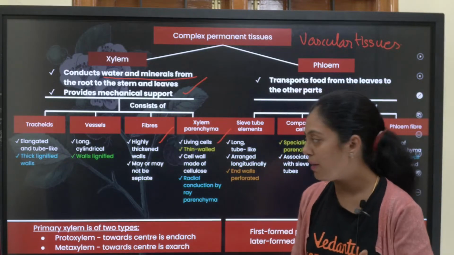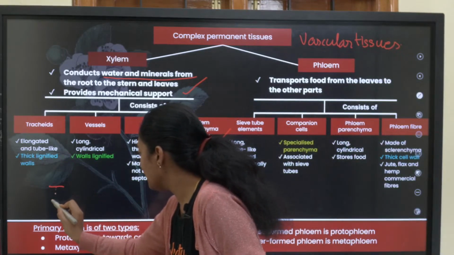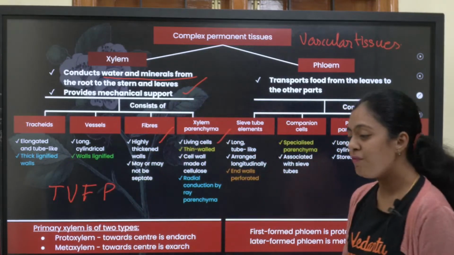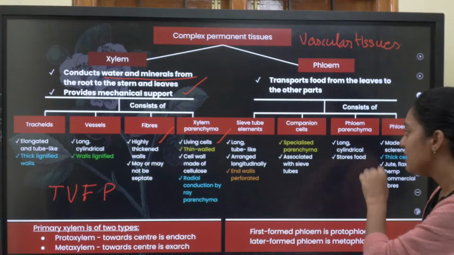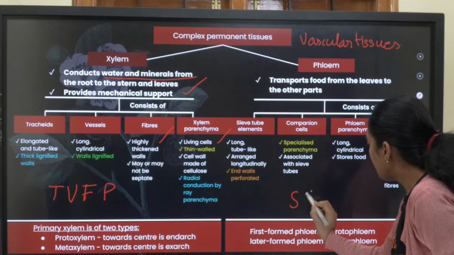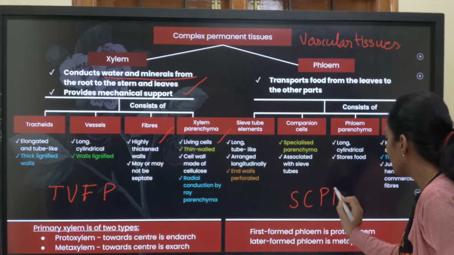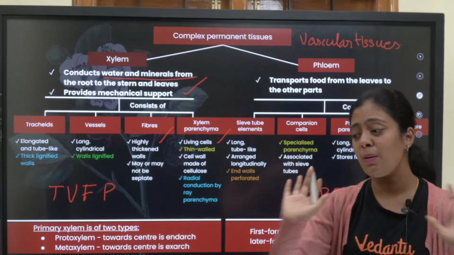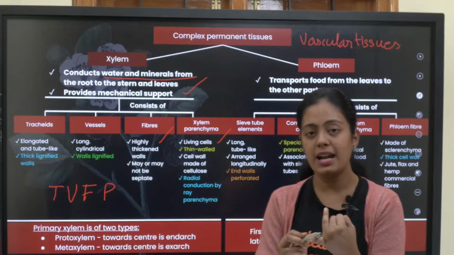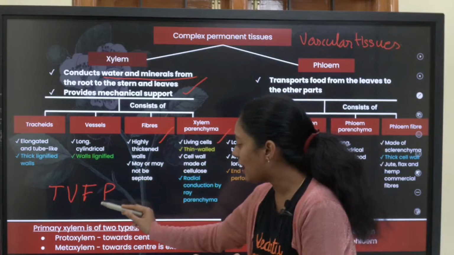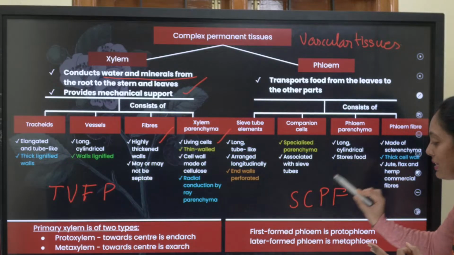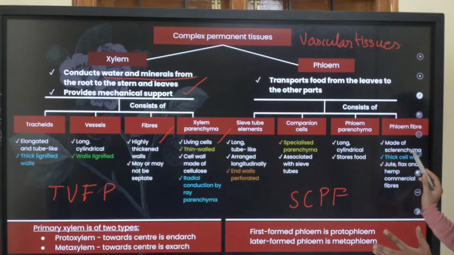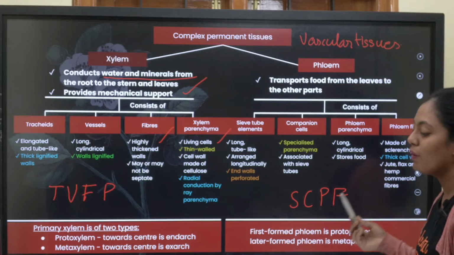Okay, so everyone put it in the chat section. Tracheids, vessels, fibers, parenchyma. Similarly here, sieve tubes, companion cell, parenchyma, fibers. In this way you can remember it. Xylem: tracheids, vessels, fibers, parenchyma. S for sieve tube, C for companion cell, P for phloem parenchyma, and F for fibers.